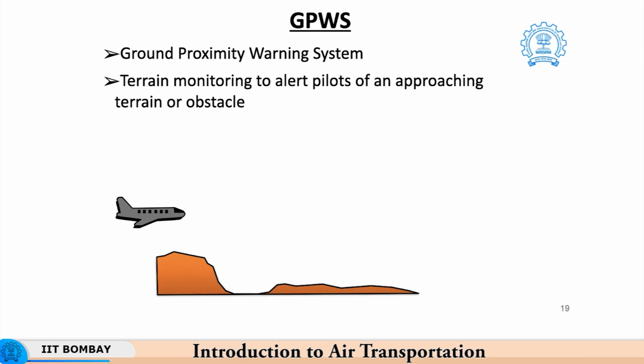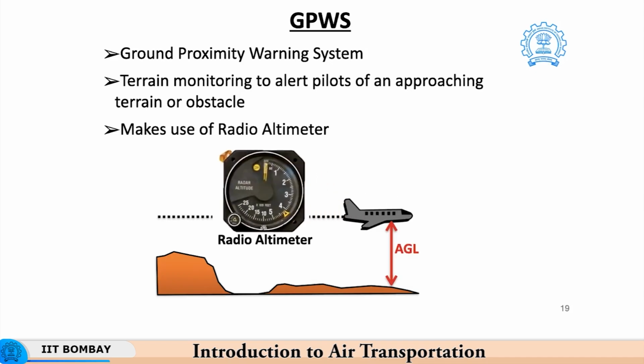So, by usage of this particular system, the aircraft GPWS basically carries out continuous terrain monitoring and hence provides continuous alerts to the pilots to carry out safe operation of the aircraft within close proximity of terrain. In order to calculate the altitude of the aircraft with respect to the ground, it makes use of the radio altimeter.